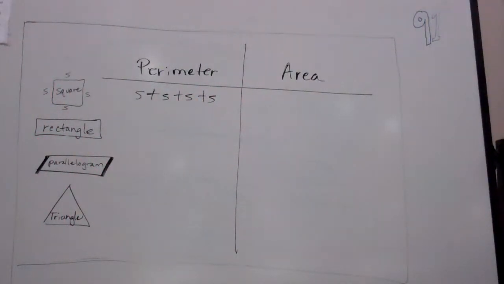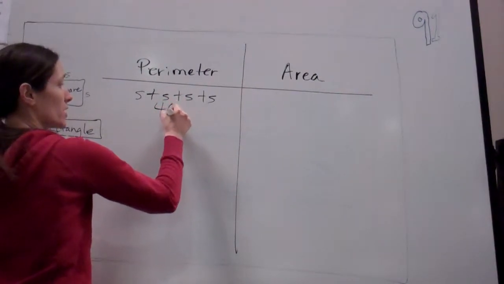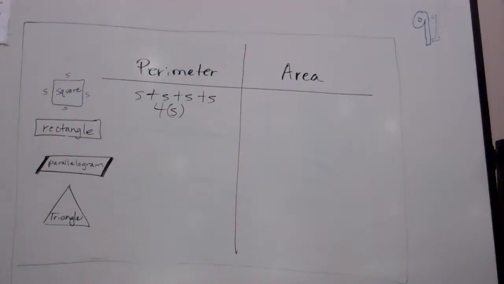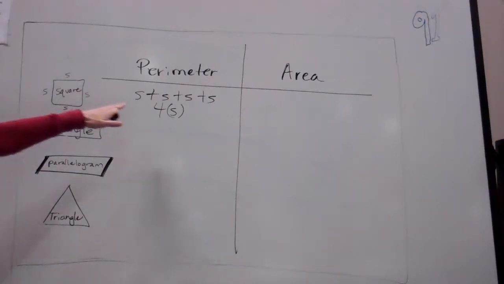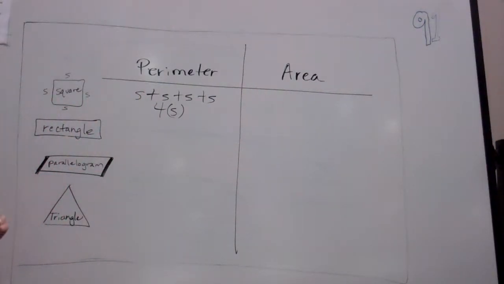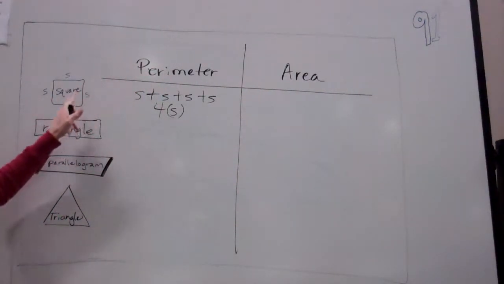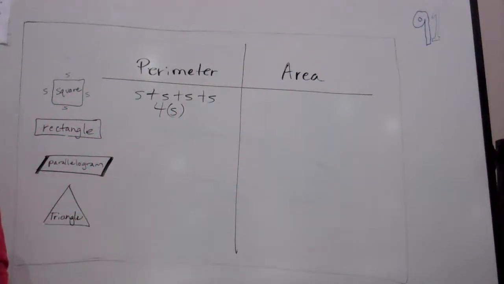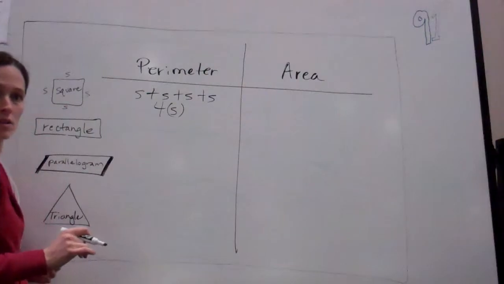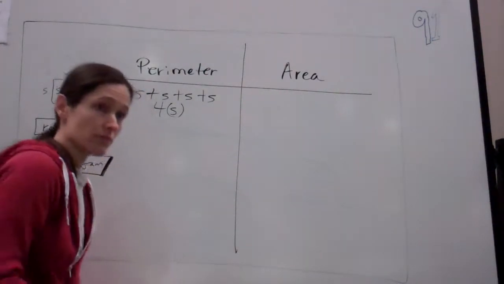But what actually are you doing? Because in a square all 4 sides are equal, would it be just as good if I went 4 times whatever the side is? 4 times S? So the formula they use under perimeter for finding the square is 4S. That means take the side and multiply it by 4 because there's 4 of them. Everybody understand?